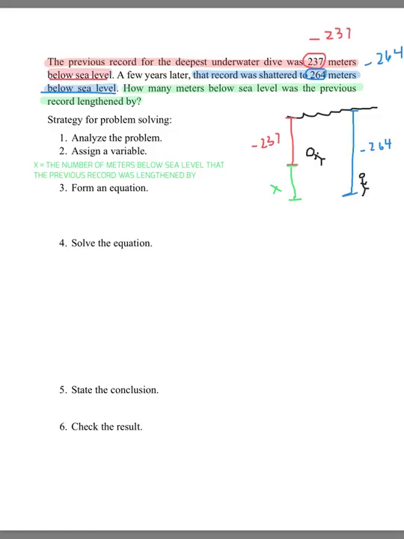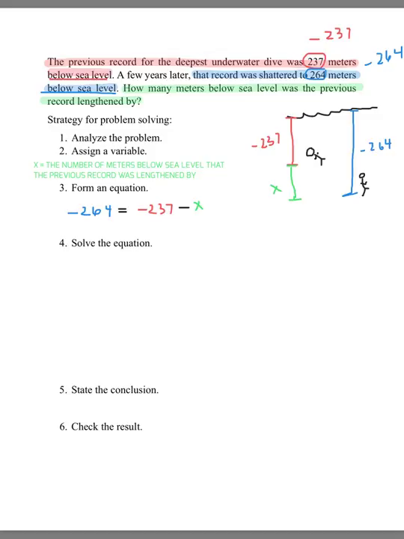So we're going to go ahead and create our equation, and it's going to be the following. So what we have here is that the new record is negative 264. And that's going to be equal to whatever the previous record was, which is negative 237. And now since it went even further down or deeper into the sea level, we're going to have to subtract from that the value that we're looking for, which is x.